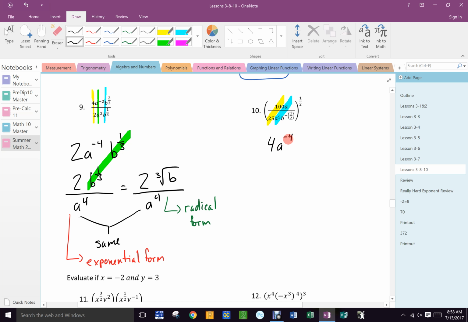Why did I move it up to the numerator? I know negatives aren't allowed. It might take care of itself, right? The question's not done. That might become positive. What's this guy down here? Negative. So what should I do with him? I'm going to move him up because he may get taken care of. When I move him up, what does he become? Positive. Now all of that is to the 1/2, yes? Where does that 1/2 go? To all of it. So I got 4 to the 1/2.